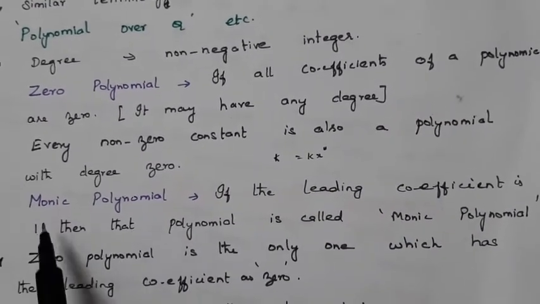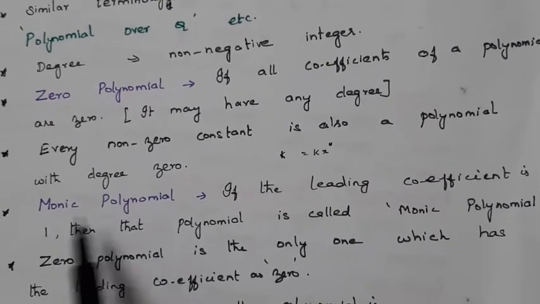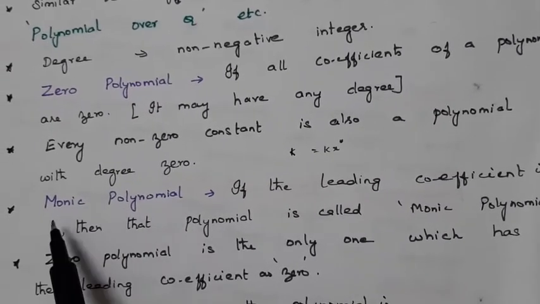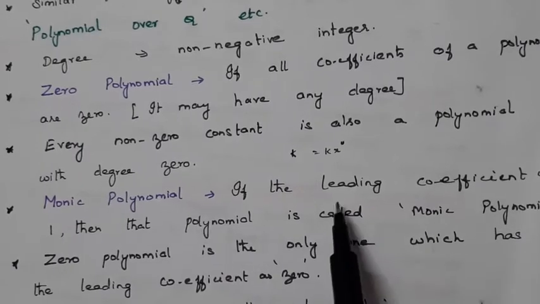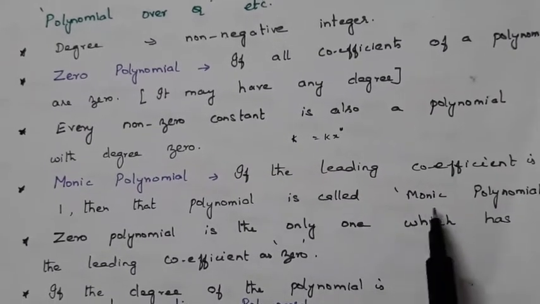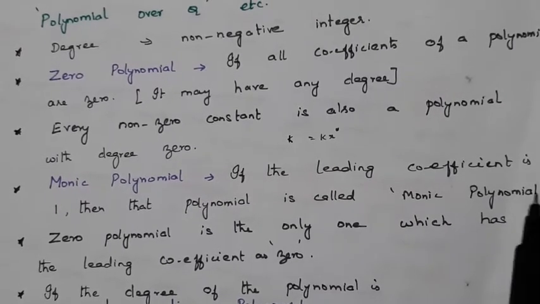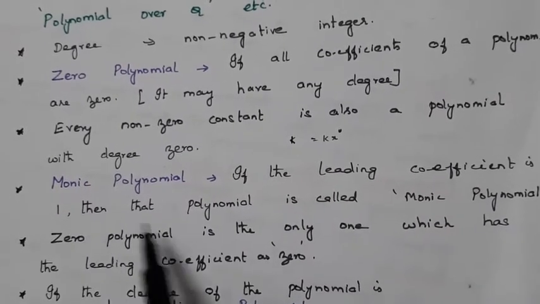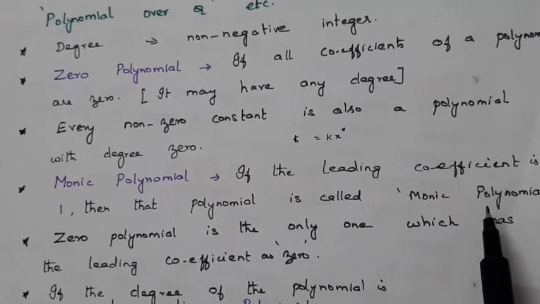Then let us define a new term called monic polynomial. So what do you mean by monic polynomial? If the leading coefficient of any polynomial is 1, then that polynomial is called a monic polynomial. So if the leading coefficient is 1, then that polynomial is termed as a monic polynomial.